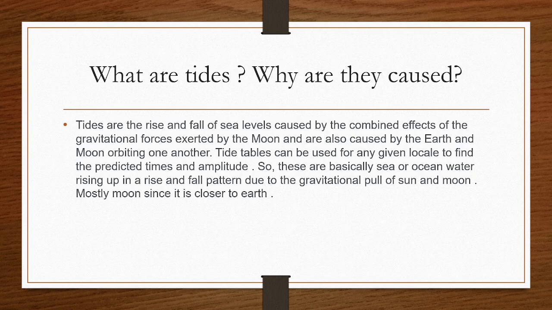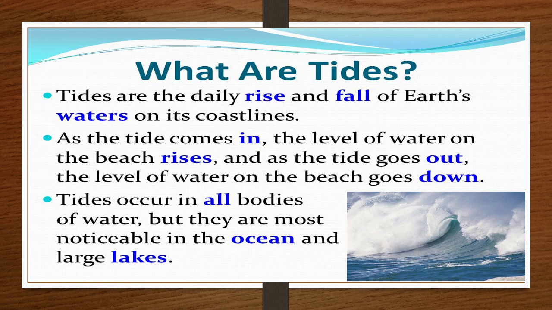So these are basically sea or ocean water which rise up in a rising and falling pattern, which is caused by the gravitational pull of the sun and moon. Mostly the moon is closer to Earth. Now you can get more information from here.